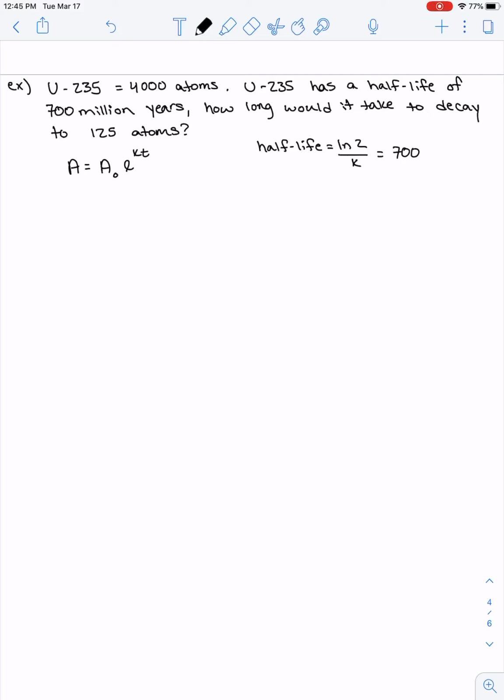And then we know that at time equals 0, the number of atoms, so A sub naught, is equal to 4,000. And what we're trying to find is, okay, well, how long does it take for A to be 125 atoms?